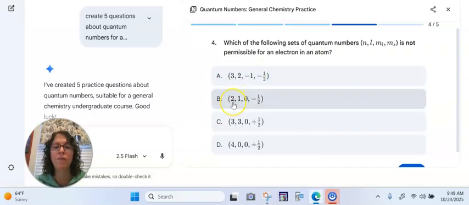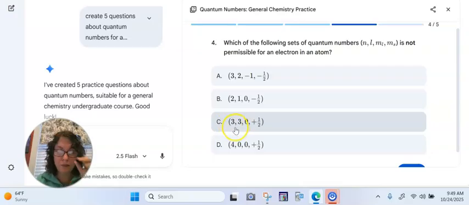Let's look at this one. n is equal to 2. My allowed values of L are 0 and 1. That's allowed. If L is equal to 1, then my allowed values of M sub L are negative 1, 0, positive 1. That's allowed. This one's good.